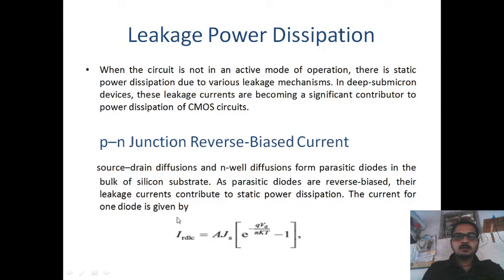The leakage current for one diode, the reverse bias diode leakage current, is equal to A J_S times e to the power of qV_D over nKT. A is a constant, J_S is the saturation current density, q is the charge of an electron, V_D is the diode voltage, n is a constant, K is the Boltzmann constant, and T is the temperature. So this PN junction reverse bias current depends upon the temperature.